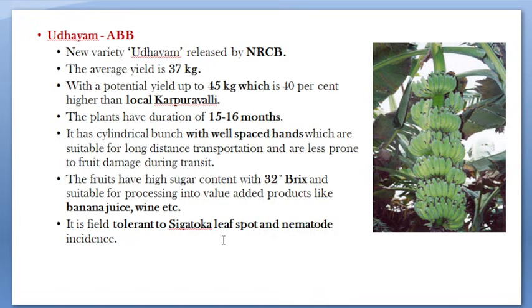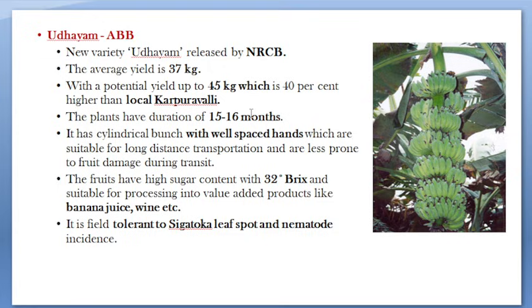Udayam, this is a recently released variety from National Research Center for Banana. It is located in Trichy. Like 37 kg of yield we can expect from a single plant. If we manage properly, up to 45 kg we can get the yield per plant. It is a high yielder.